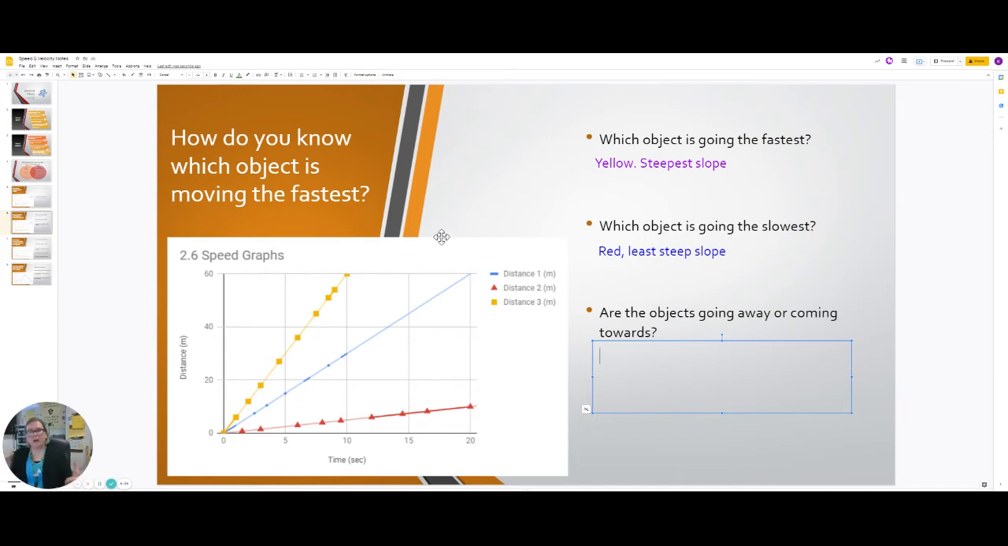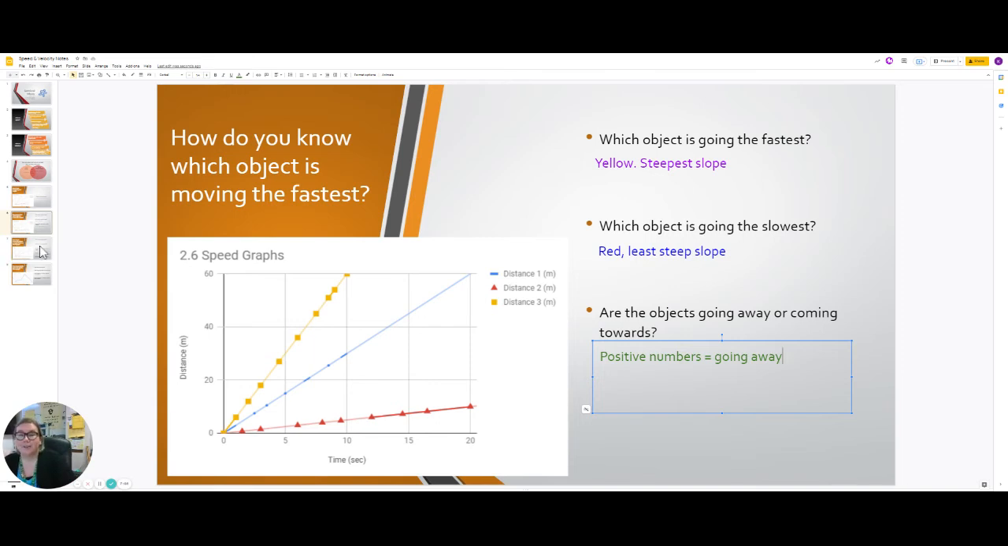And then now here's a great question. Looking at our graph, are these objects going away or coming towards? Well, if you think about it, our distance is positive numbers, right? And when it's positive, we can say that they're going away. They're going away from us, right? The distance is getting greater away from us, okay?